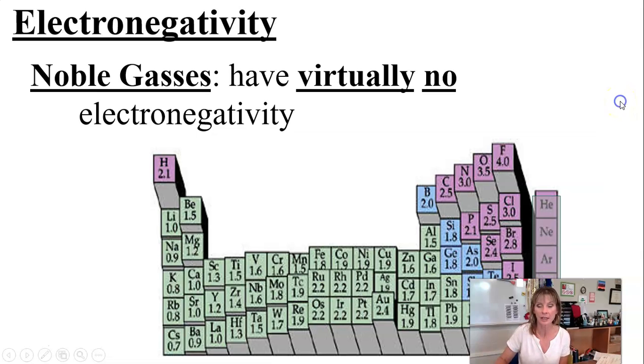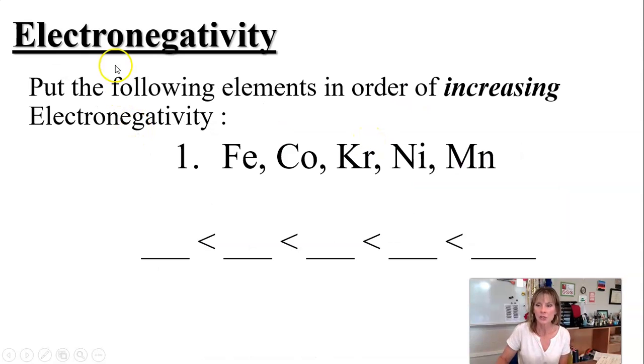Fluorine's very, very reactive. Noble gases will have virtually no electronegativity, again, because they don't bond with anything. So let's put these in order of increasing electronegativity. Okay, if electronegativity increases toward fluorine, except for helium doesn't count because it's a noble gas, which one of these would have the least electronegativity?